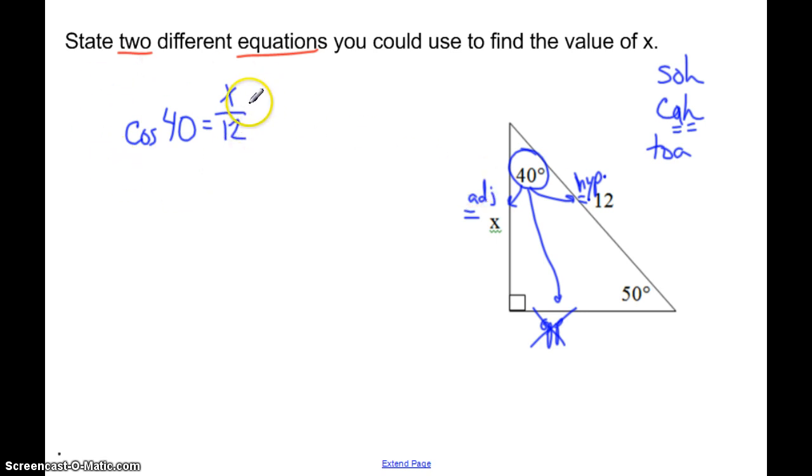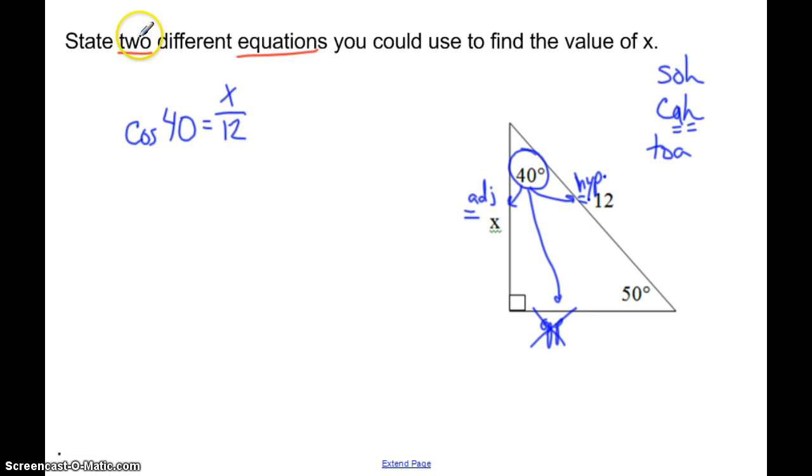Notice the only thing that I don't have is x, right? Cosine 40 has a value. I don't know what it is, you don't know what it is off the top of your head, but it does have a value. So I can just write this formula, and then my next step would be to solve. We're not there yet, we're just writing the formula.